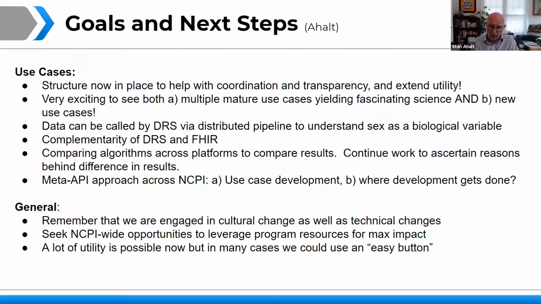So we need to find opportunities to leverage the program resources that we're putting in play across these different centers and institutes to maximize the impact, and so that the importance of what we're doing is both visible and obvious. And we have a lot of utility now that we can deploy, but in some cases it takes an expert to do it, and we sure need to look for places where we have the possibility of an easy button.